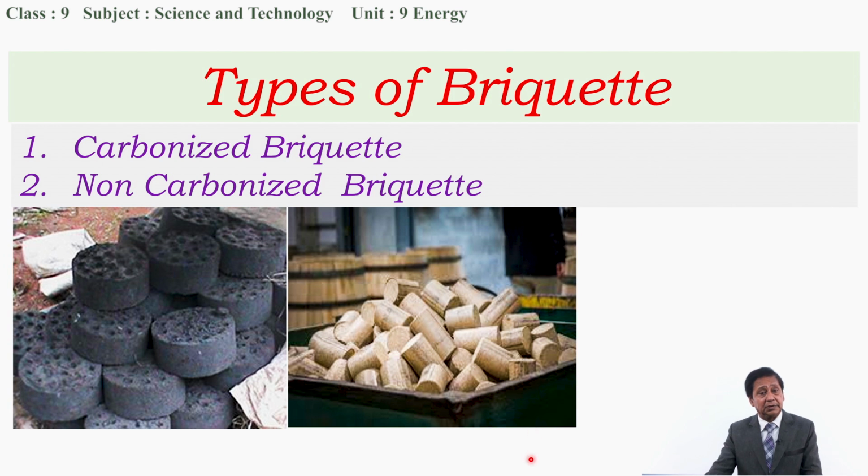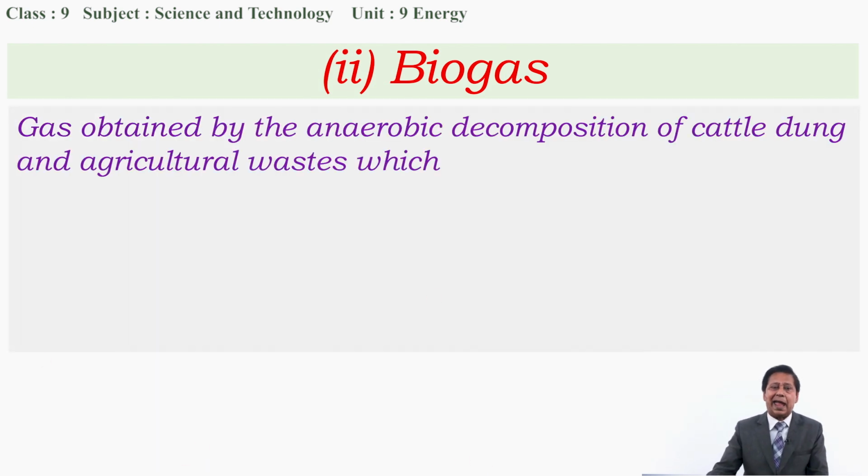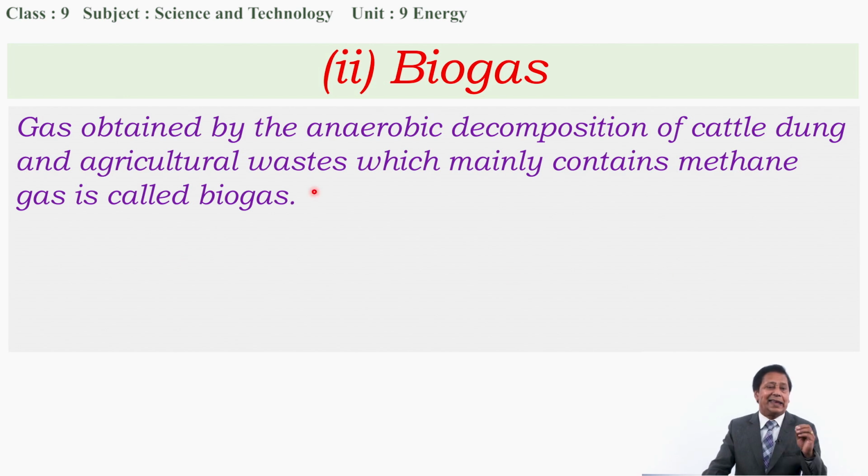Okay. Now after this, let's talk about another, biogas. I told you there are two ways to use biomass in Nepal. Best ways. There are many ways, but I am suggesting the best ways, briquette and biogas. Now let's talk about biogas. What is biogas? Gas obtained by the anaerobic decomposition of cattle dung and agricultural waste, which mainly contains methane gas, is called biogas. We can define biogas in the context of the method of preparation.